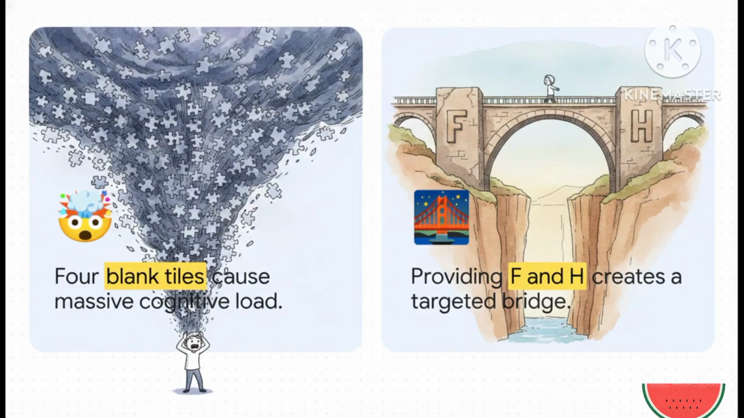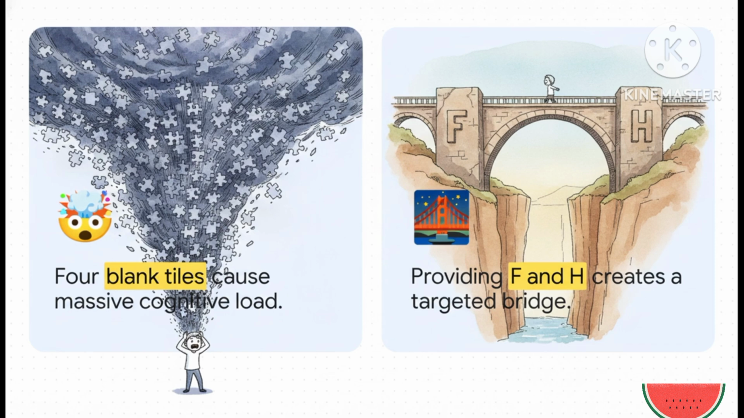To truly appreciate how valuable this is, just look at this quick comparison. Imagine the unscaffolded version for a second. Four completely blank tiles. For an early learner, the cognitive load there is massive. It's almost paralyzing. I mean, there are thousands of four-letter words out there. But the scaffolded version, where we provide the F and the H, creates this highly targeted cognitive bridge. It prevents frustration by turning an overwhelming, anxiety-inducing task into a totally manageable deduction game.